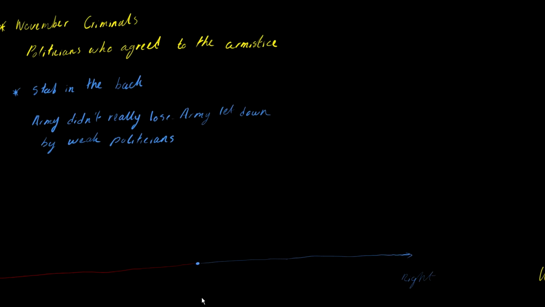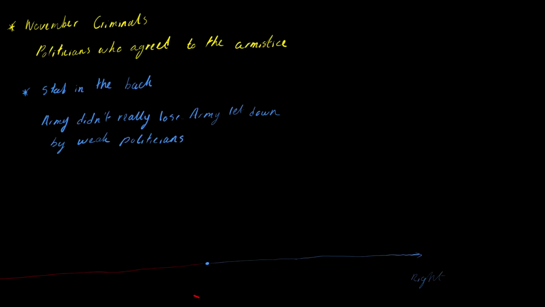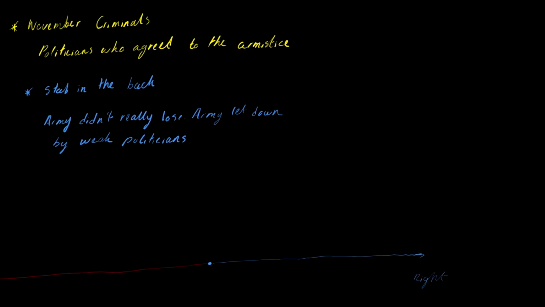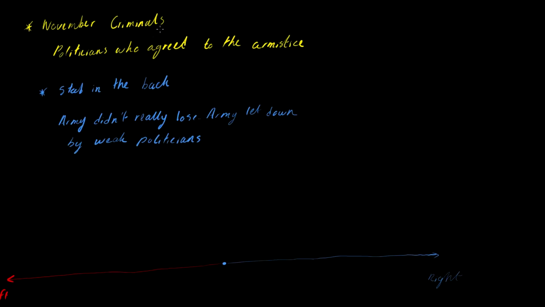So there are two important terms you'll come across fairly often in this topic. We have November criminals, and these are basically just politicians who agreed to the armistice, the 11th of November 1918 armistice, the end of World War I. And we also have the stab in the back, which is the theory that the army didn't really lose, and that it was only let down by the weak politicians who signed the armistice.